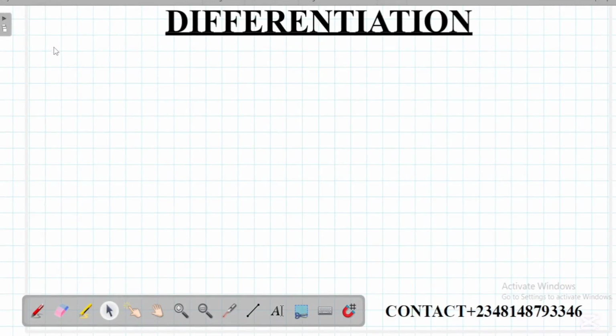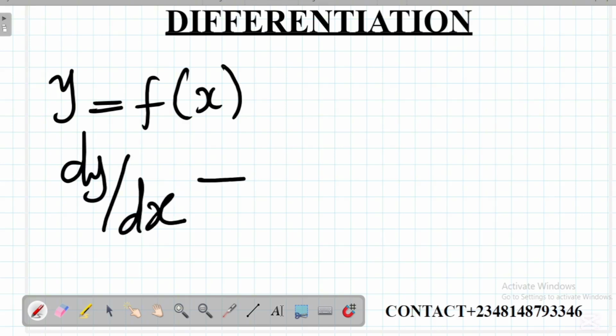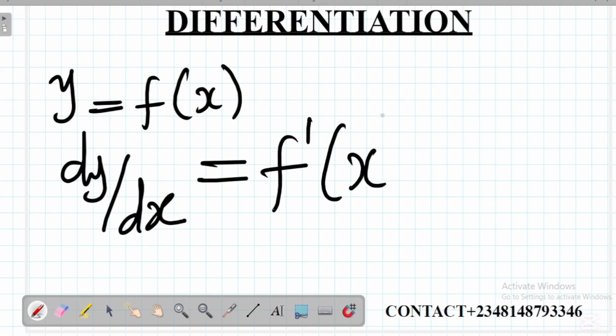Differentiation is an aspect of calculus that enables us to determine how a parameter changes with respect to another. Let's say y is expressed as a function of x. So dy all over dx is the same thing as f prime of x.